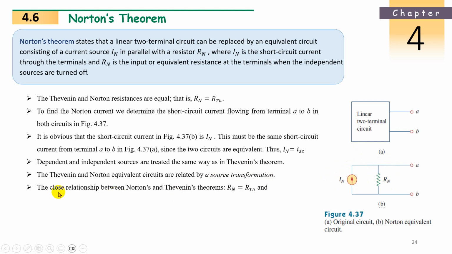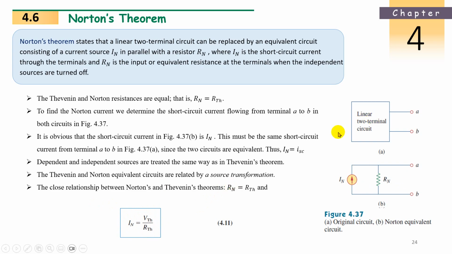As per the close relationship between Norton's and Thevenin's theorem, Rn is equal to R Thevenin. Both resistances are equal. Next, In will be nothing but V Thevenin by R Thevenin. So as per the Thevenin equivalent circuit, the Norton current In will be V Thevenin by R Thevenin, and R Thevenin is also equal to Rn. So we can replace this one.